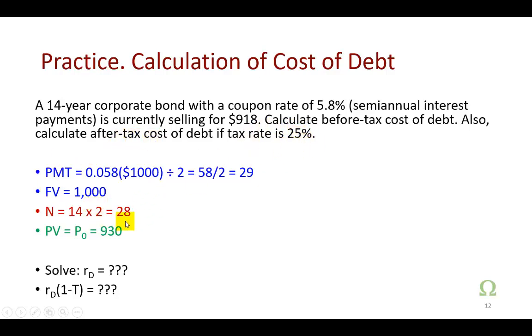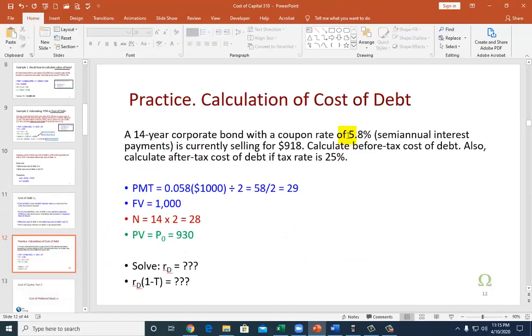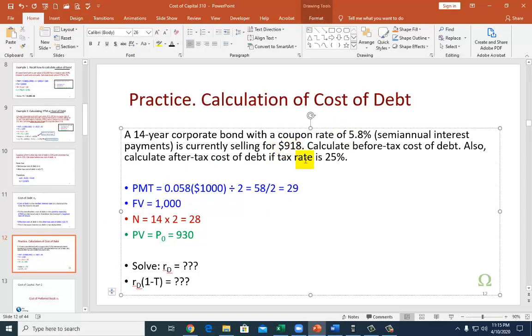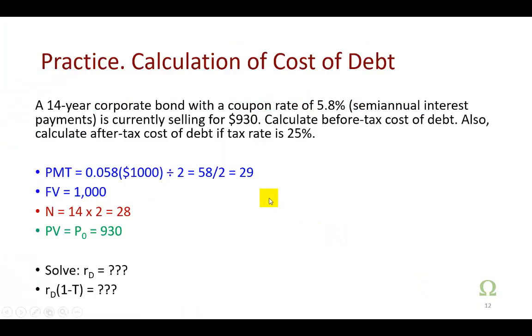So I've set it up for you right here quite nicely. The blue consists of the cash flows, the red is the maturity of the bond expressed semi-annually, and the green is the current price of the bond. And I actually mean this to be 930. So let's go in there and sneak in 930. All right, so now we're good to go. With that, solve for your RD, make sure you adjust it for annual, and then solve for your after-tax cost of debt. And that's a wrap.